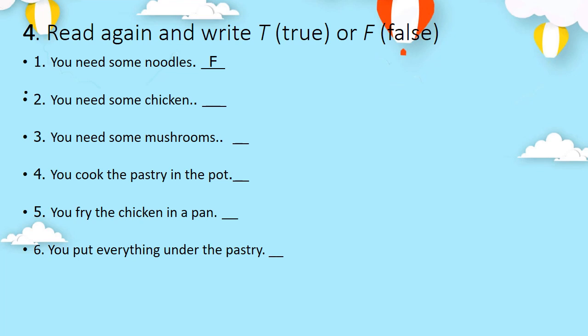And now is the last part. You have to read again and write true or false. The first one, you need some noodles. Look at the pictures and read again to answer your question here. Number 2, you need some chicken. Let's have a look, please. And you can say it. True or false.